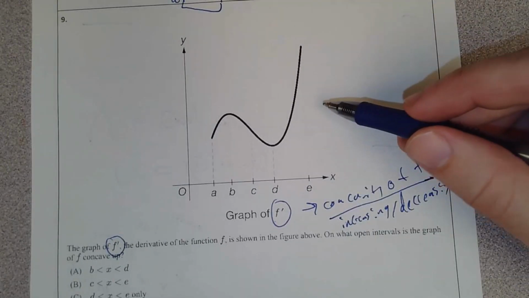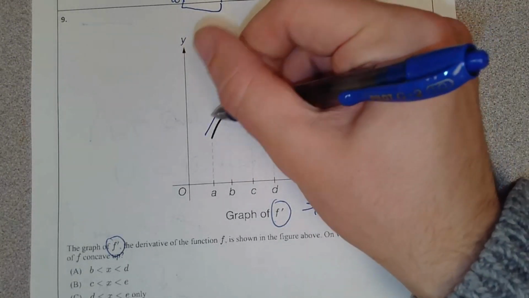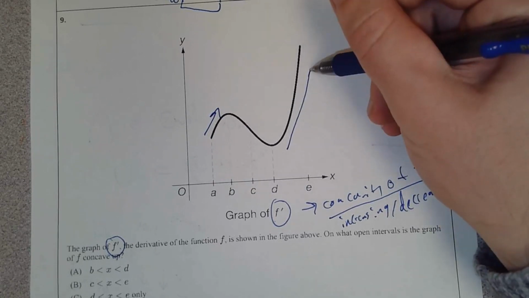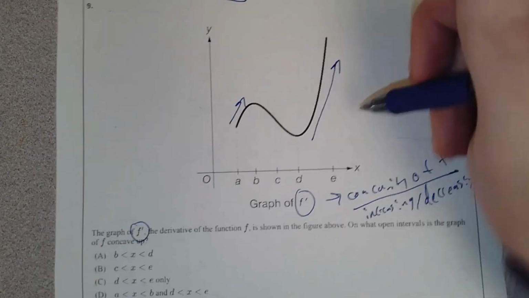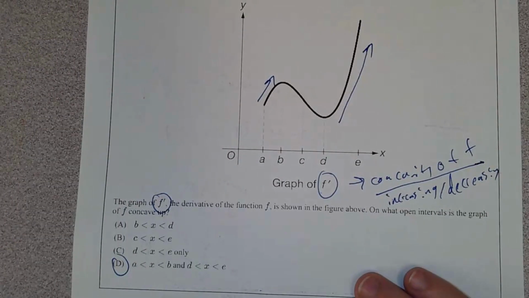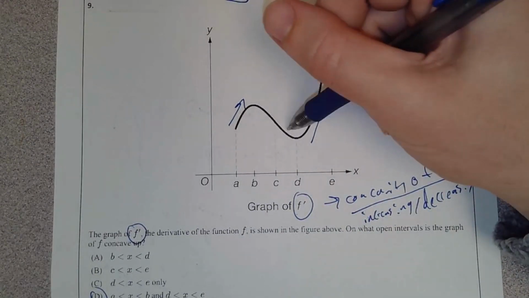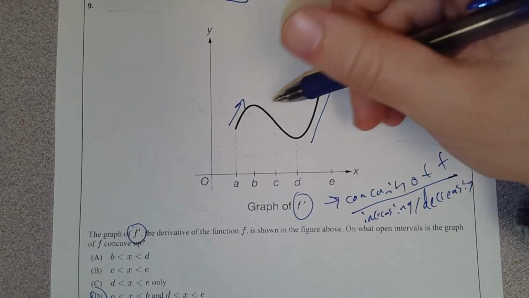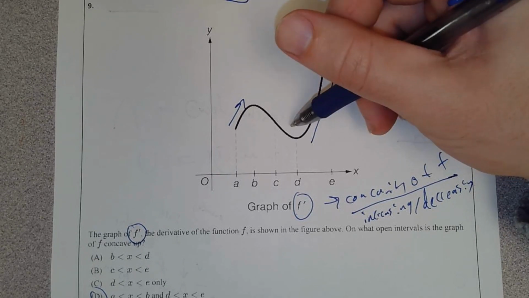So where this is increasing, it's concave up. So where is it increasing? Well, it's increasing from A to B, and it's also increasing from D to E. So my answer would be D, A to B and D to E. It would be concave down in this interval here, rather, from B to D. That would be concave down.